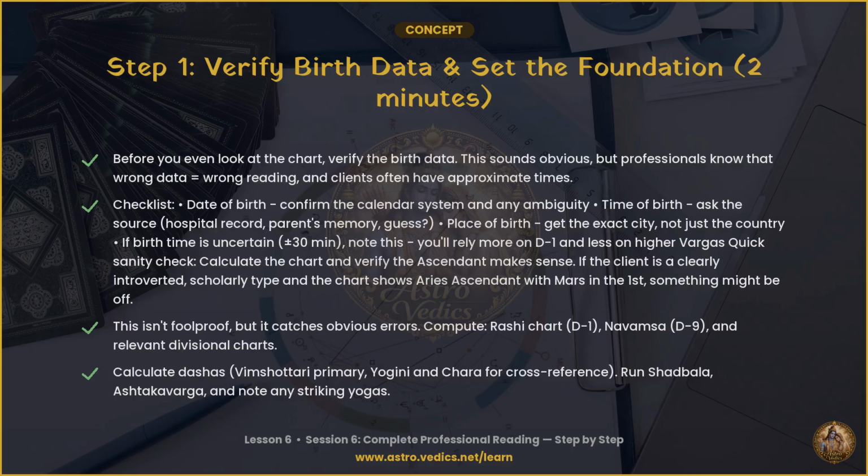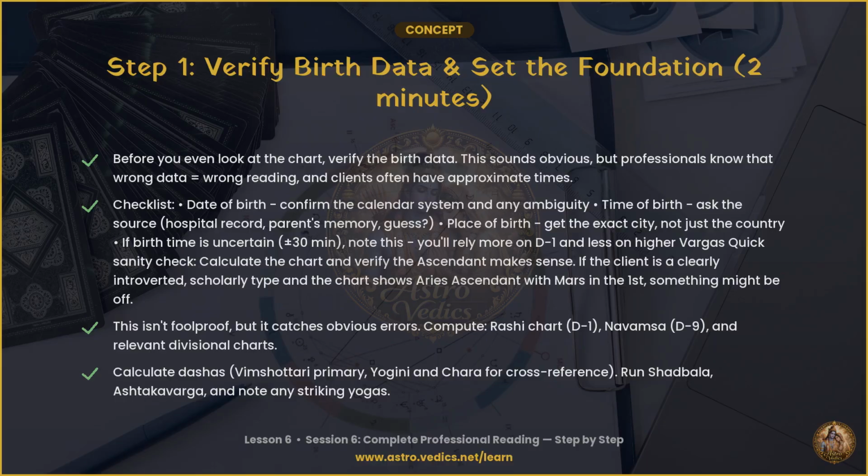Place of birth, get the exact city, not just the country. If birth time is uncertain, say within 30 minutes, note this; you'll rely more on D1 and less on higher Vargas. Quick sanity check: calculate the chart and verify the ascendant makes sense. If the client is a clearly introverted, scholarly type, and the chart shows Aries ascendant with Mars in the first, something might be off. This isn't foolproof, but it catches obvious errors.